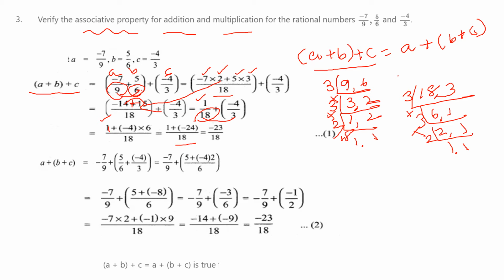Plus, write minus 4. 18 in 3, 6 times. So minus 4 into 6. So 1 plus minus 24. Subtract the numbers, 24 minus 1, and the greater number here is minus. So minus 23 by 18 is the first answer.